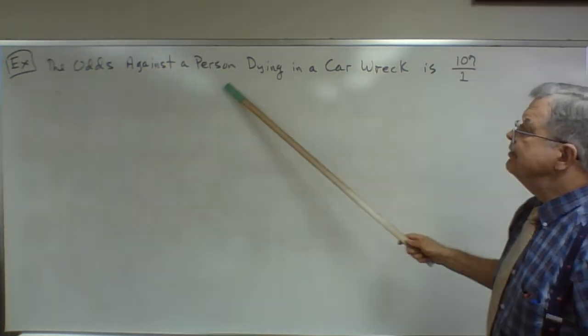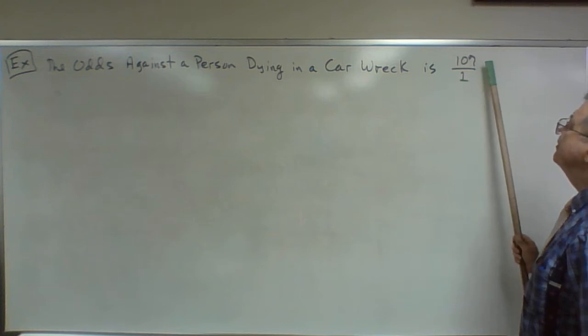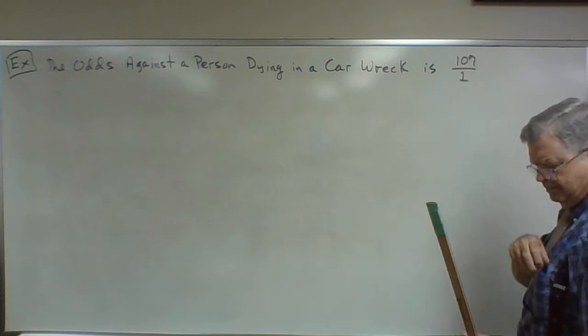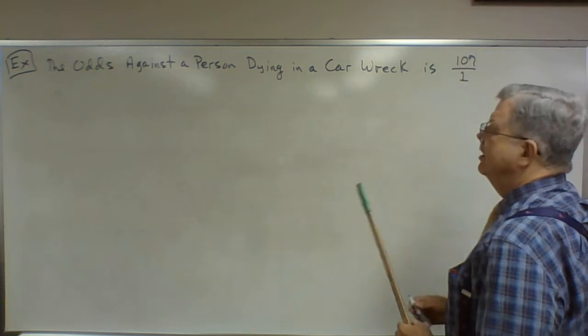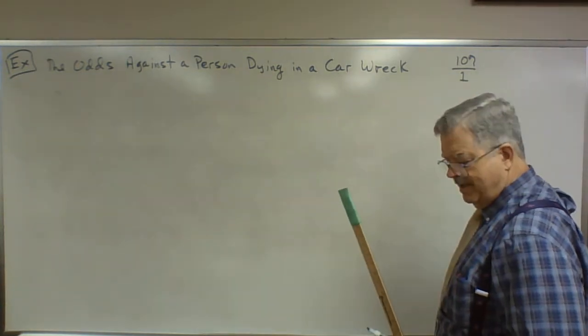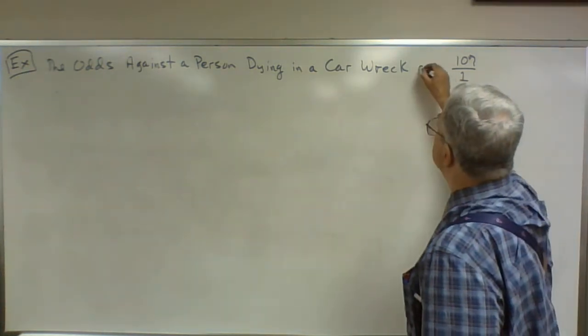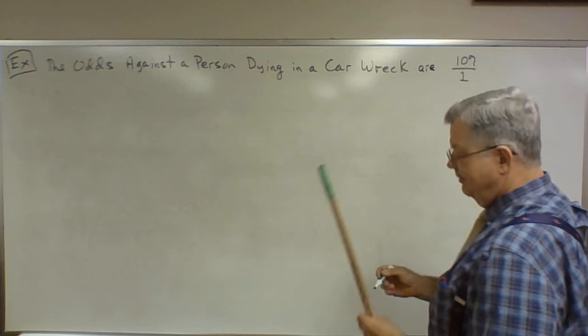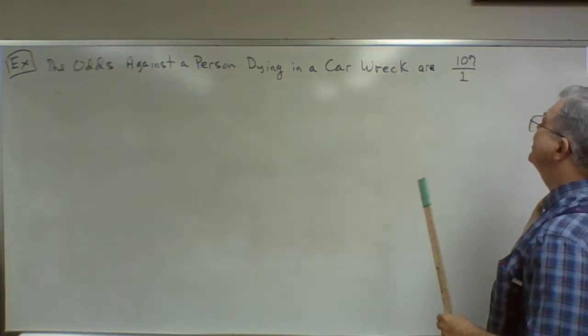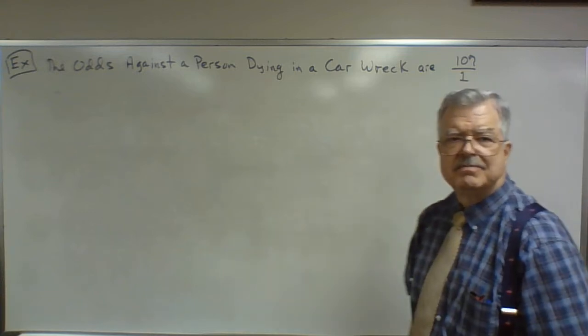The odds against a person dying in a car wreck are 107 to 1. You'll have to forgive me. I went to the Yogi Berra School of Grammar. The odds against a person dying in a car wreck are 107 to 1.